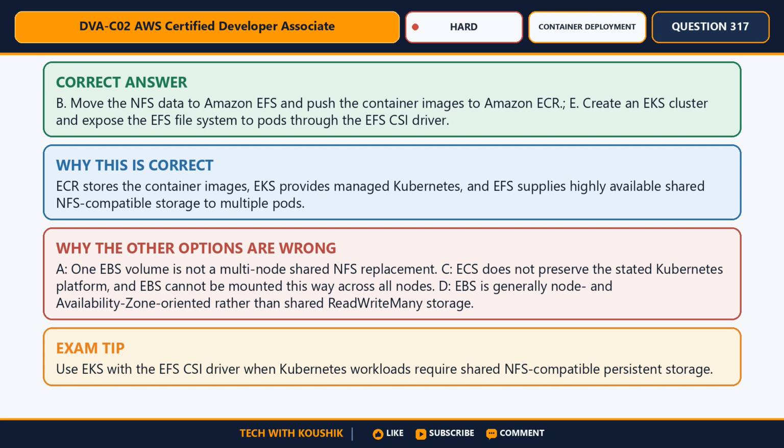A. One EBS volume is not a multi-node shared NFS replacement. C. ECS does not preserve the stated Kubernetes platform, and EBS cannot be mounted this way across all nodes. D. EBS is generally node and availability zone oriented rather than shared read-write-many storage. Exam tip. Use EKS with the EFS CSI driver when Kubernetes workloads require shared NFS-compatible persistent storage.